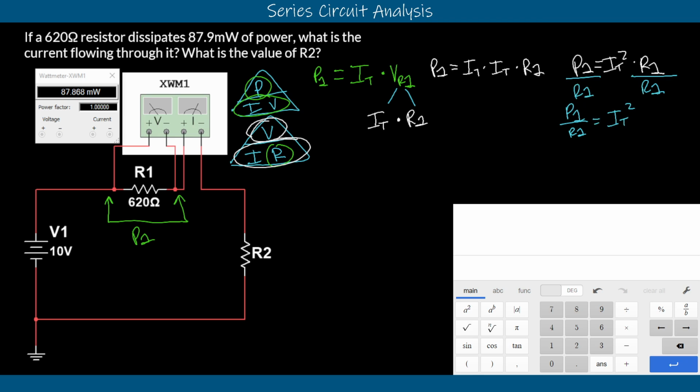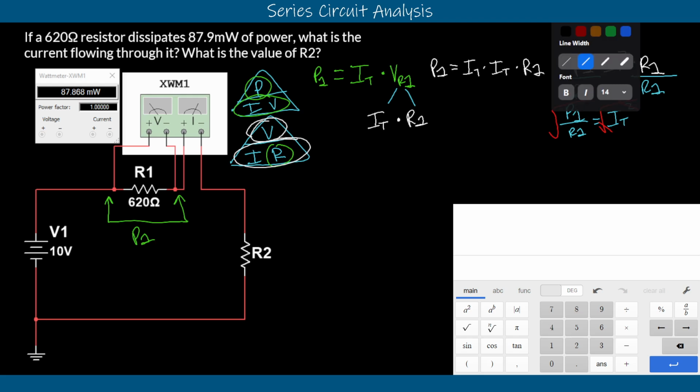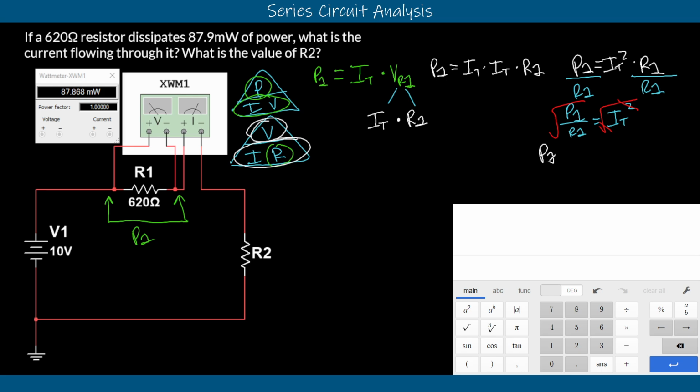We want to get rid of that squared symbol, so to do that, we can mathematically take the square root of both sides. That knocks the square off, so IT is all by itself, and it leaves P1 and R1 underneath the square root symbol. So we'll have a final equation that says IT is equal to the square root of P1 divided by R1.